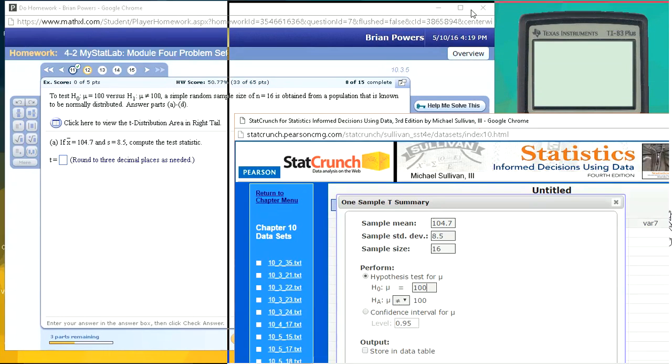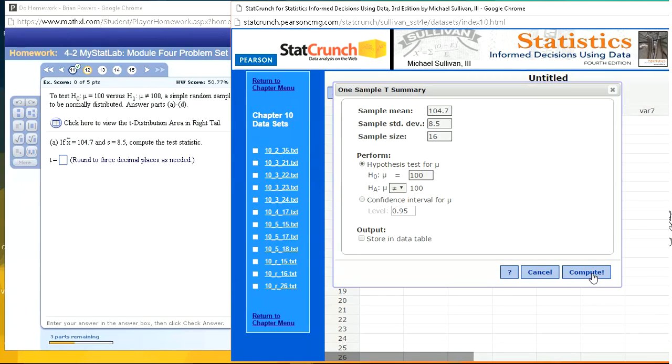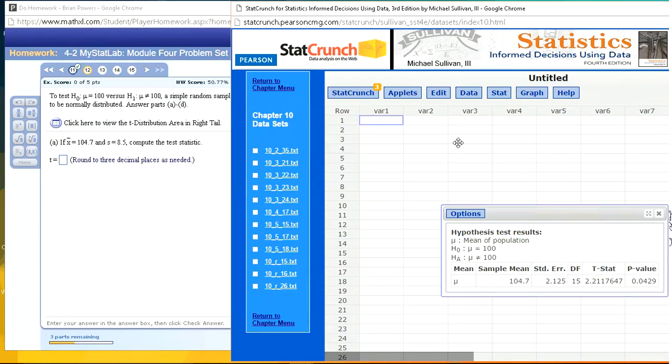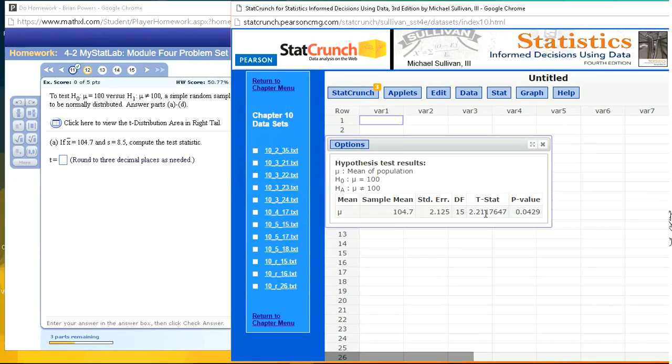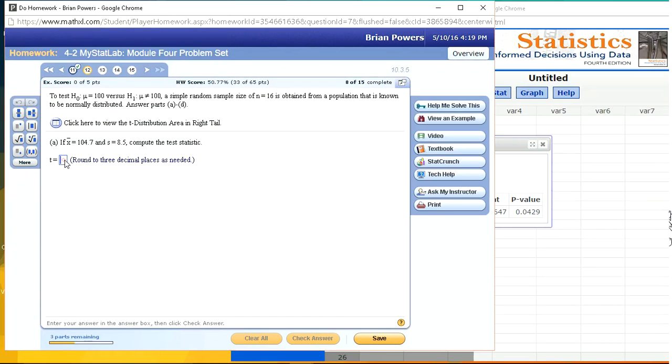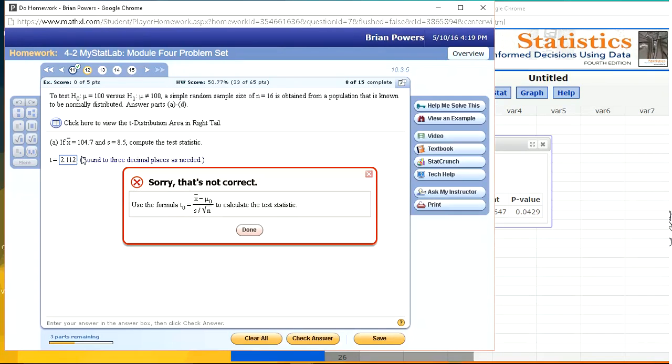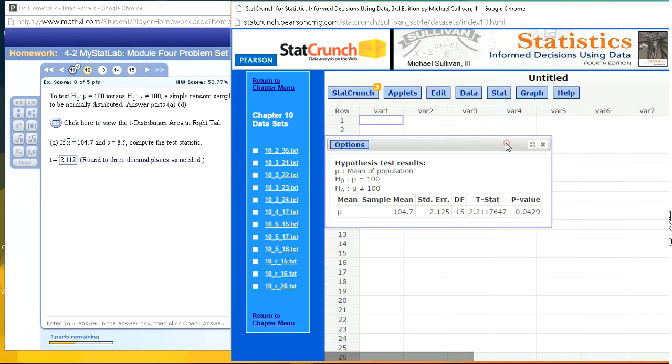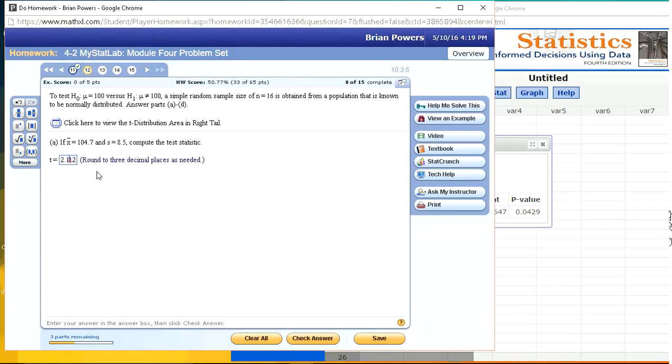We click compute, and it gives us the test statistic. So I'll move it up a little bit so you can see it. T-stat 2.211, we'll round it up to 2.212. What's going on? Oh, you can see what I did wrong. I should put 2.212. Double check your work before you hit enter.